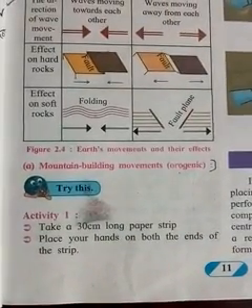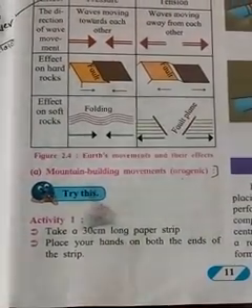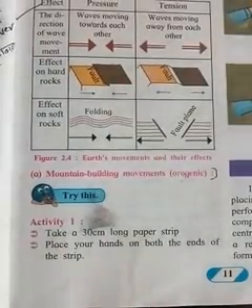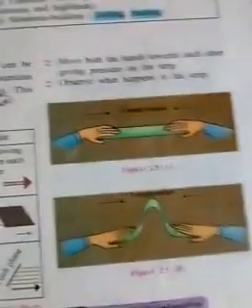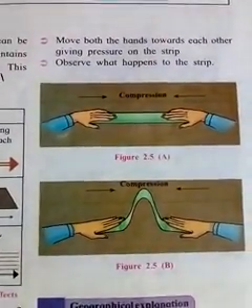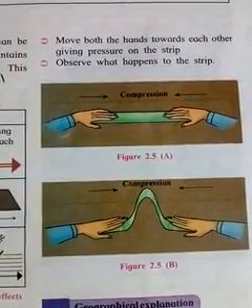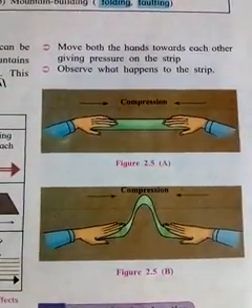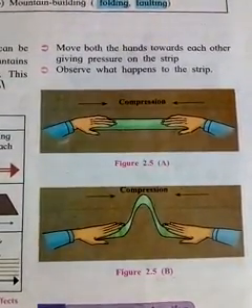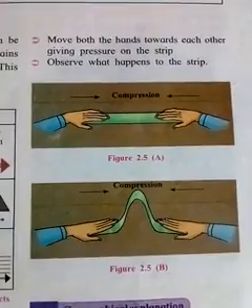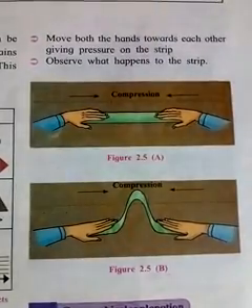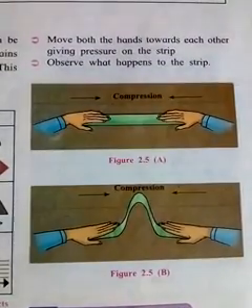Take a 30 centimeter long paper strip. Place your hands on both ends of the strip. Here is the given diagram. Move both hands toward each other and give pressure on this strip. Do this activity in your home and note down the observation in your notebook.